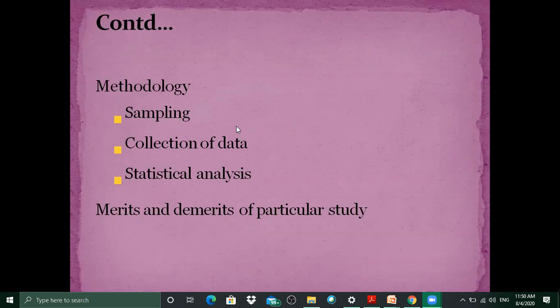So what do you mean by sampling? Let me tell you this: every clinical research organization has a particular section, which would be called a dispensing center or a sampling center.